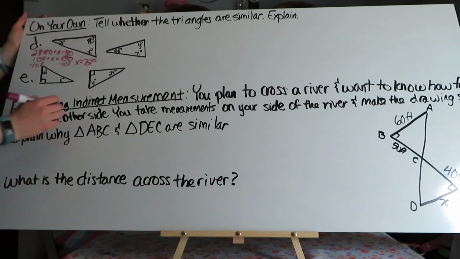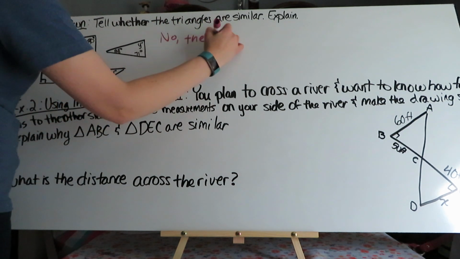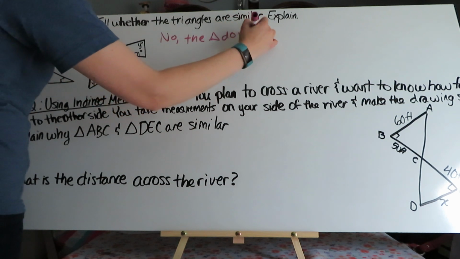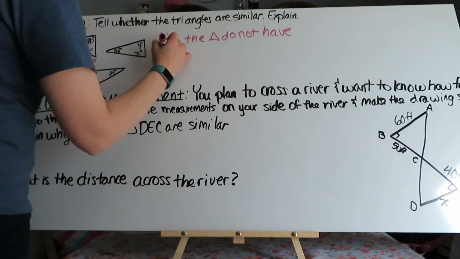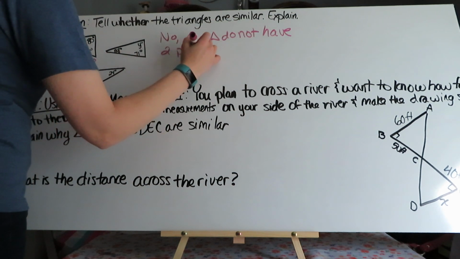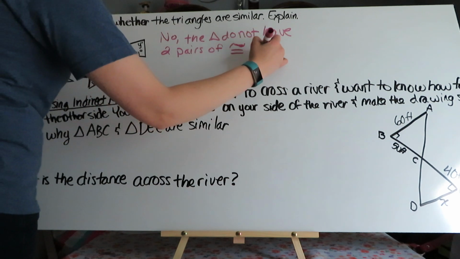Well, that's 71 degrees over here. So this is a no. The triangles do not have two pairs of congruent angles.